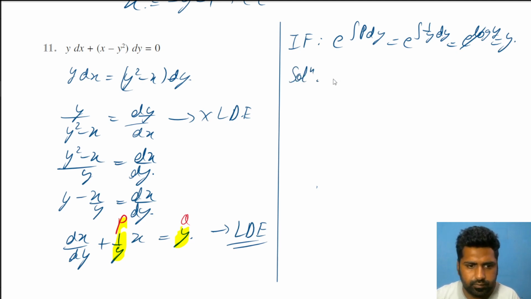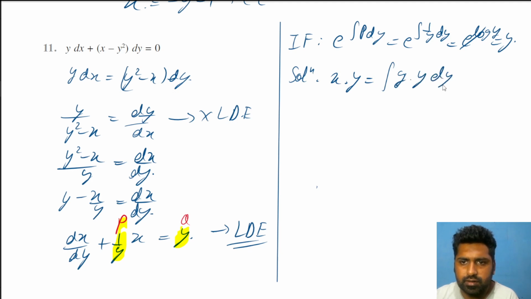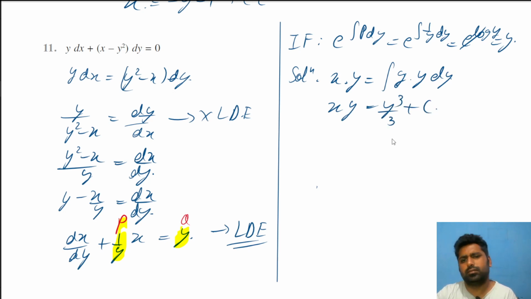Solution: x into IF, y, is equal to integration of y into Q into IF, which is also y, dy. So basically xy is equal to y square, integration is y cube by 3 plus c. If you want, you can take y on the other side also, but this is looking like a good way to represent an equation.